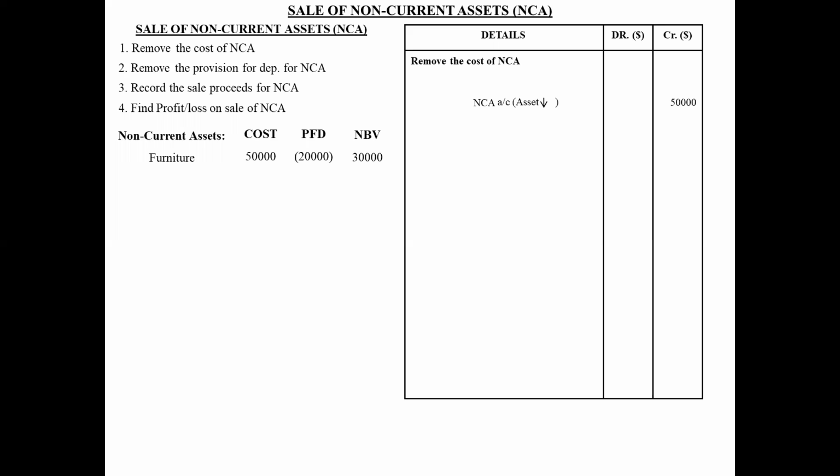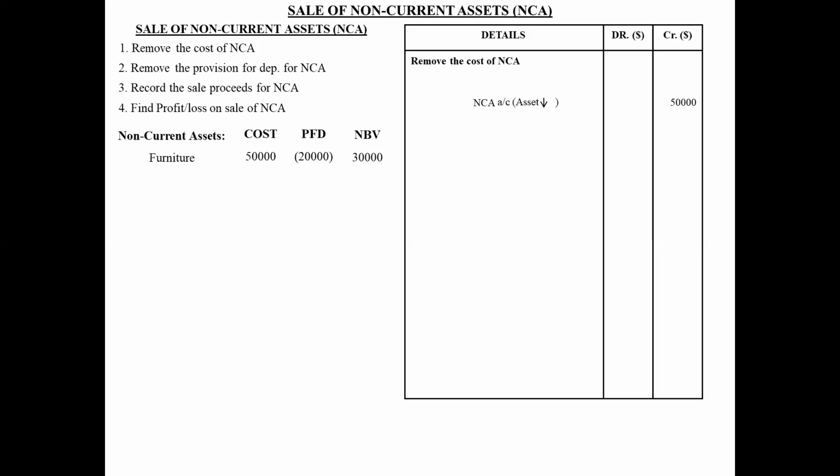If you assume that it's furniture over here, then you write furniture account on the credit side, and the cost will be written over here. It's very important to understand that the cost will be written over here. So non-current asset will be credited with the cost of 50,000. Now the problem is that the journal entry requires both the debit side and the credit side. But over here we have only the credit side.